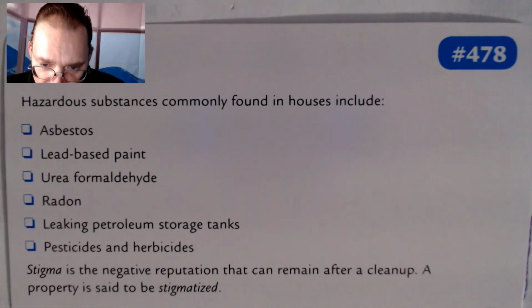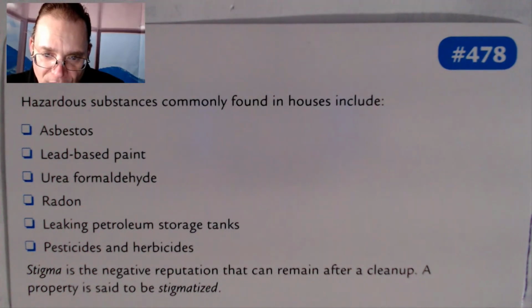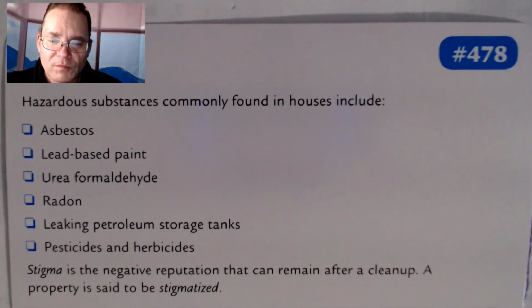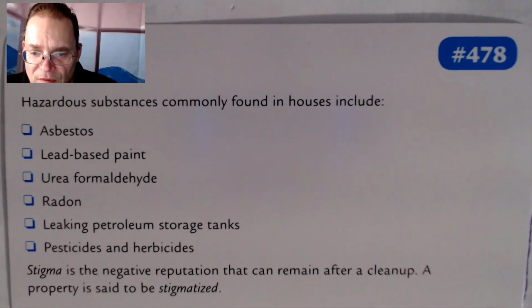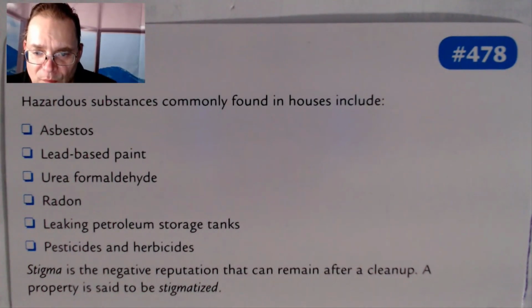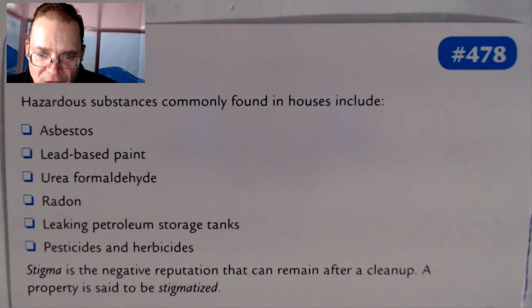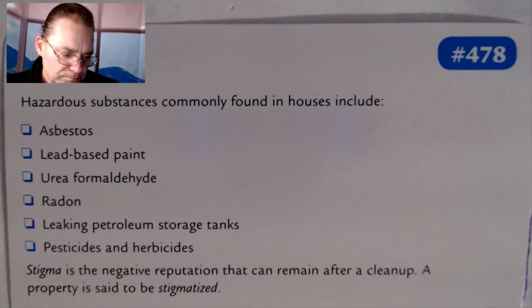A property is said to be stigmatized. Okay, so once a property has been found to have one of these items, it generally carries what's called a stigma. But the hazardous substances commonly found in a house include these items: asbestos, lead-based paint, urea formaldehyde, radon, leaking petroleum, typically underground tanks, pesticides and herbicides. Okay.